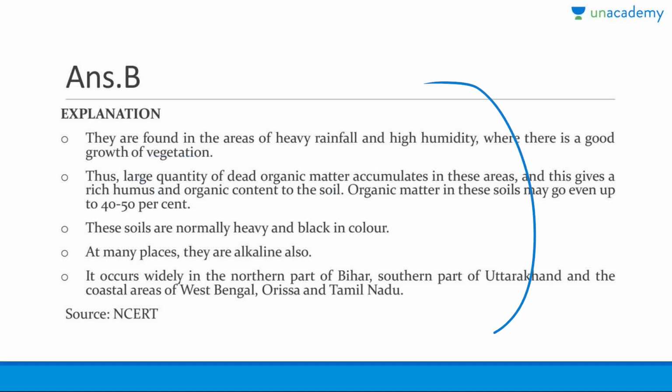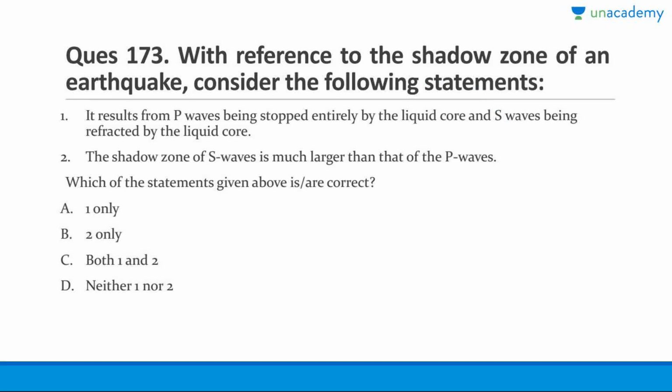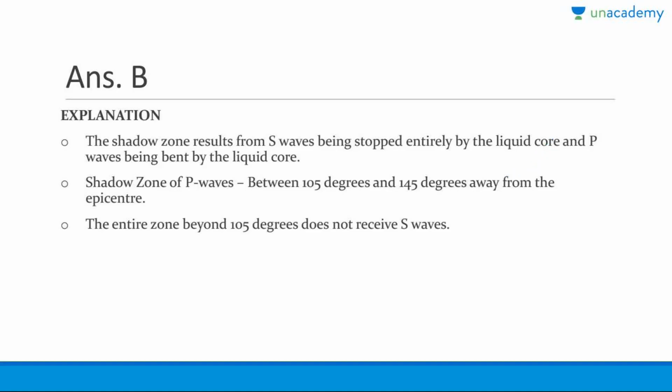As you can see, they have a large quantity of dead organic matter, and you can read more about peaty soil here. Question 173, with reference to the shadow zone of an earthquake, consider the following statements. It results from P waves being stopped entirely by the liquid core and S waves being refracted by the liquid core. This is wrong. The shadow zone of S waves is much larger than that of the P waves. This is correct. So the answer is B, 2 only. The shadow zone results from S waves being stopped entirely by the liquid core and P waves being bent by the liquid core. And the shadow zone of P waves is between 105 degrees and 145 degrees away from the epicenter.